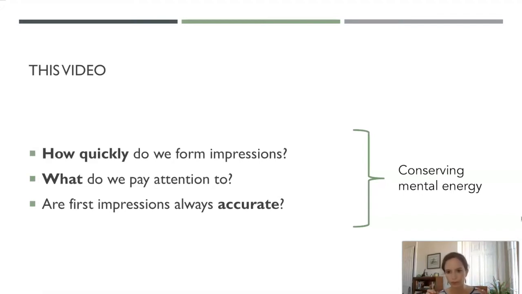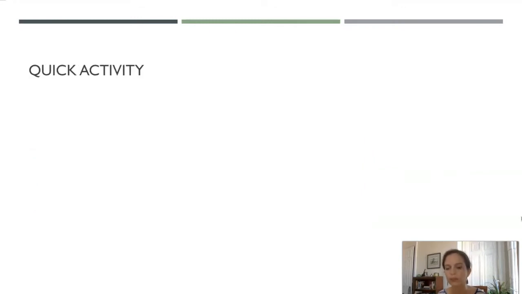And I want you to still be contextualizing this in terms of this idea of conserving mental energy. Kind of cutesy term that we use for this as social psychologists is talking about people as cognitive misers. This idea that we are very stingy, we are very frugal with our cognitive energy. And so, if possible, we try to make things like first impressions very, very quickly and very efficiently, sometimes sacrificing accuracy.